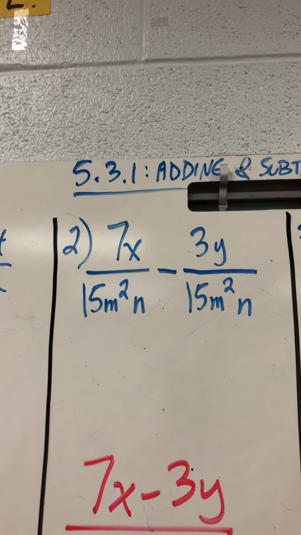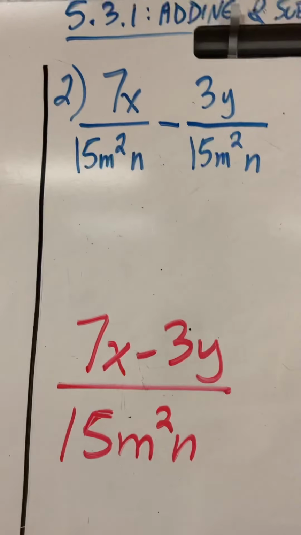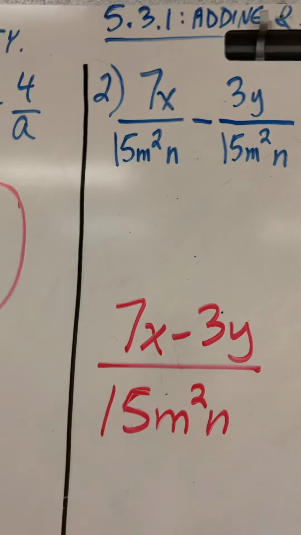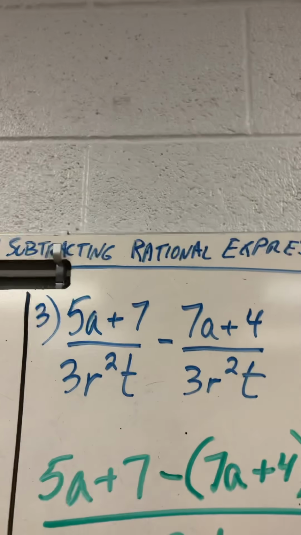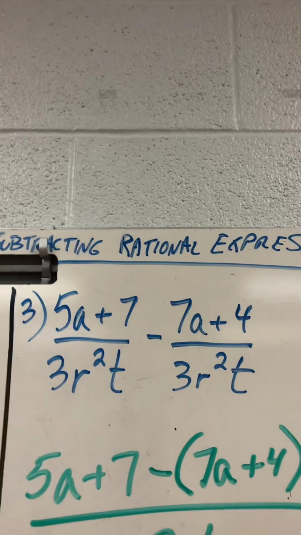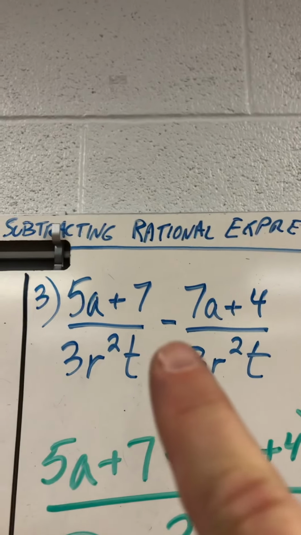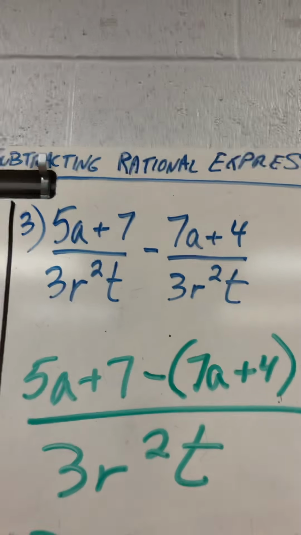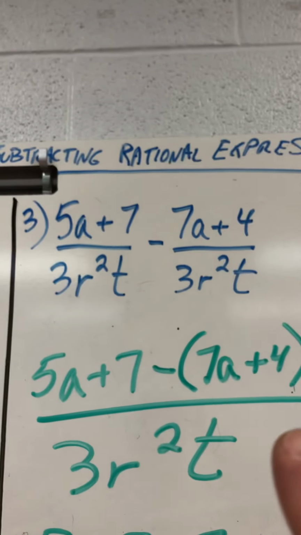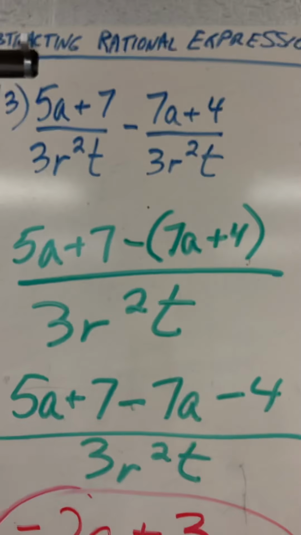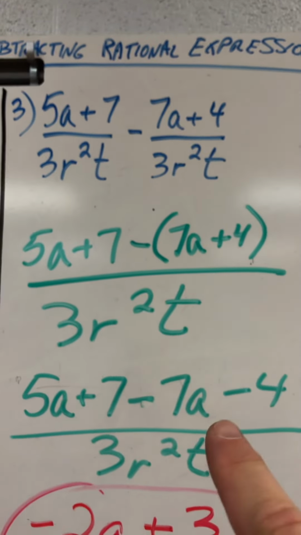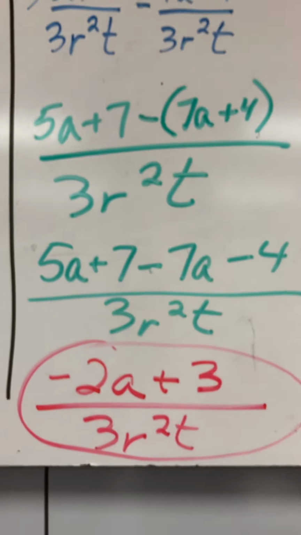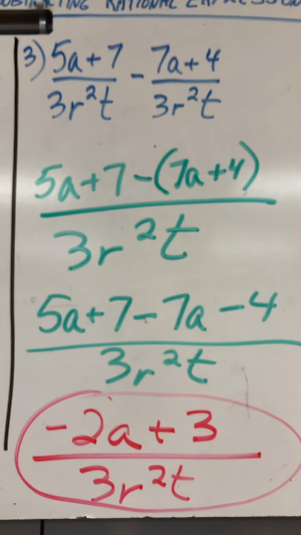You can't combine 7x with 3y, so we just write 7x minus 3y over 15m squared n. But here, we're going to combine terms. But with this minus here, that's like parentheses. You have to distribute the negative. It's going to be minus 7a minus 4. So 5a minus 7a is negative 2a, and 7 minus 4 is 3 over 3r squared t. Okay?